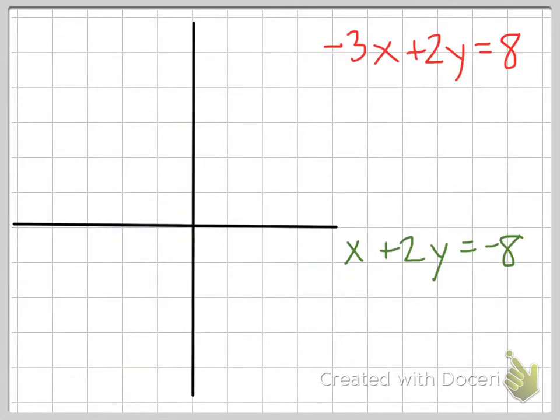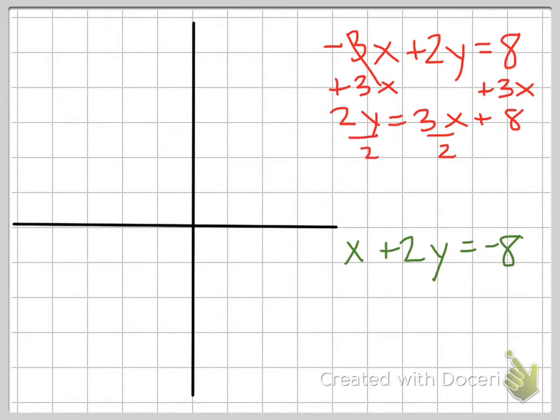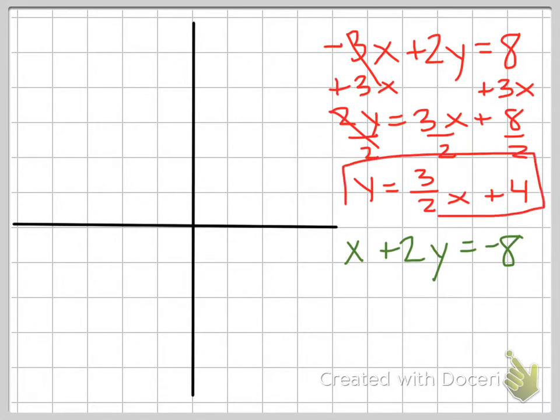Now letter B, before we graph, you're going to notice that we have to solve for y first. So for the top equation, you have plenty of room on your paper, so find a spot. We're going to start by adding 3x over. So I do that and I get 2y equals 3x plus 8. And now I'm going to divide everything by 2. So I get y equals 3/2 x plus 4. And I'm just going to put a box around that so I know that that's one equation.